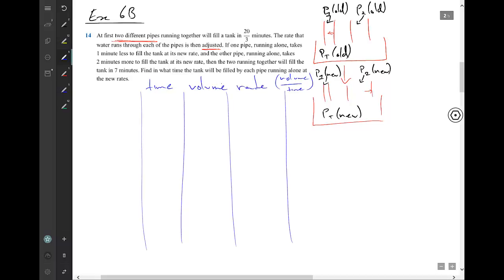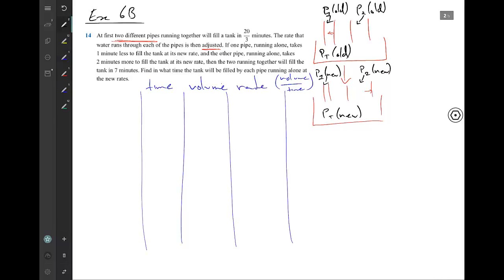Now, given that we've got time and we have some sort of volume or capacity for the tanks, we know the rate should be volume on time. Technically, you don't really need to have volume here. You could definitely work this question just looking at time and rate, but I think having volume there just keeps things a lot less likely to go astray. So I like having all 3 elements there to relate to each other.